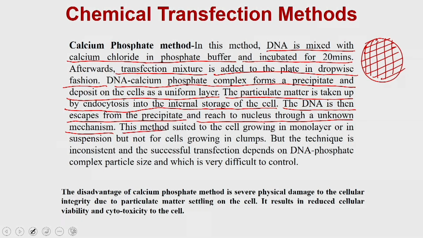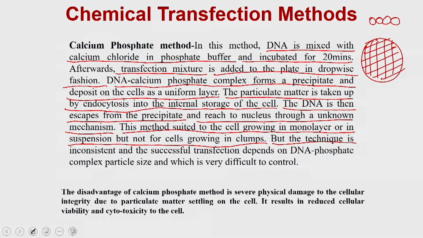This method suits cells which are growing in a monolayer, which means the cells are making a thin sheet or thin layer, or cells which are growing in suspension, just like bacteria. So, they are not making cell to cell contacts, or they will be good for the cells which are forming the monolayer.